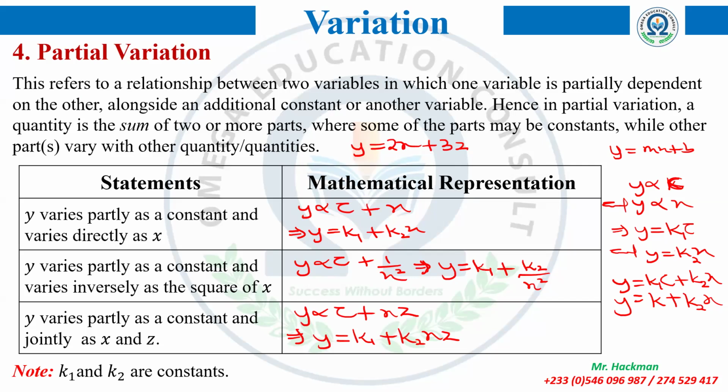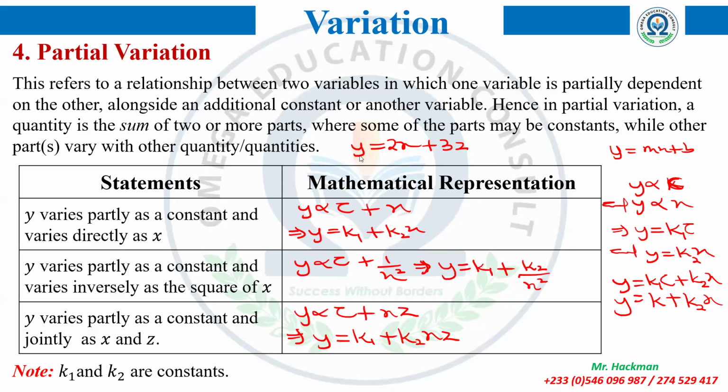Okay, so please take note. Once you see a variable here, I've told you, immediately you see a sum, you are talking about what? Partial. So here, remember we said you either see a constant or you see variables, but you are going to see a sum. So this means y varies partly as x. And remember, any part that you have will always have a constant before it. That's your constant of variation. Any part will have a constant before it. That's why you see this constant too.